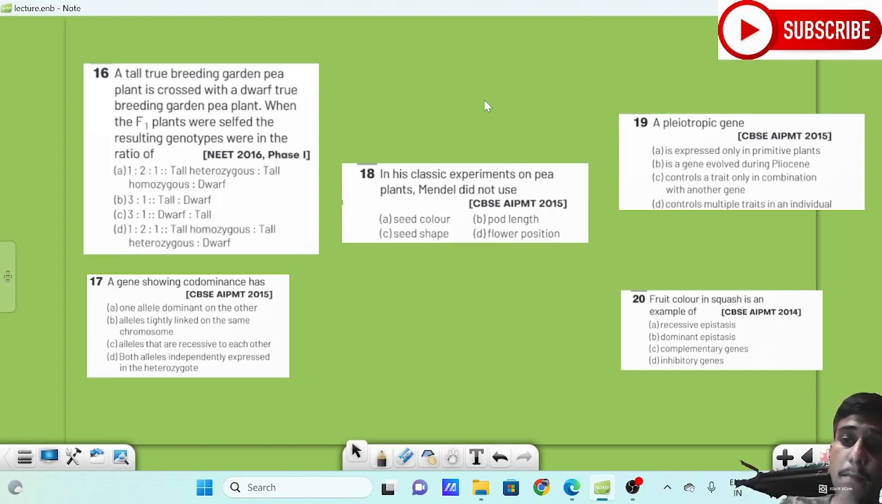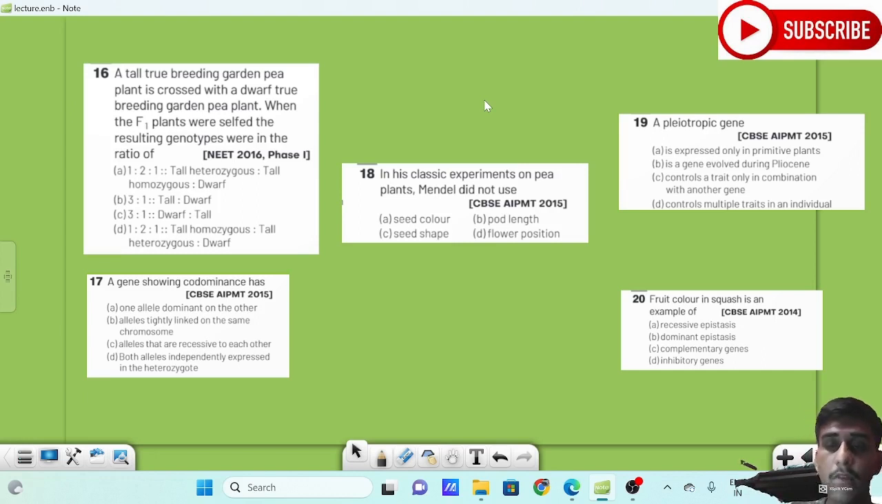Next, what is a pleiotropic gene? This question has been repeated. What is pleiotropy? A phenomenon in which a gene has more than one phenotypic effect. It is known as pleiotropy. And what is polygenic inheritance? More than one gene contributes to the same phenotypic effect, having an additive or cumulative effect. That is known as polygenic inheritance. Here the option for 19 is D, which controls multiple traits in an organism.